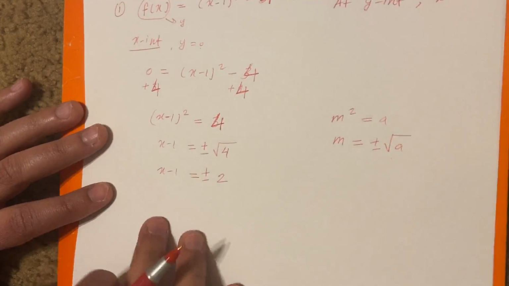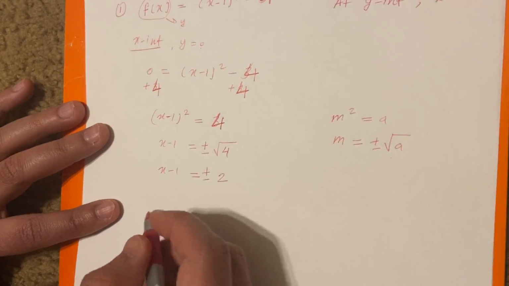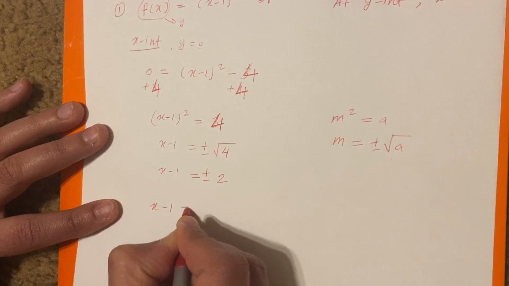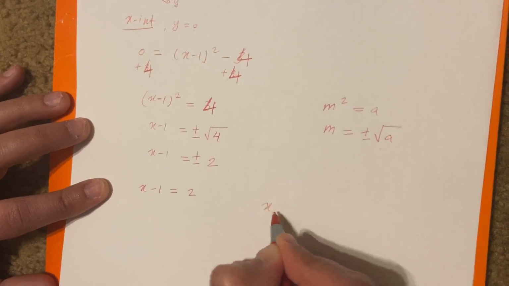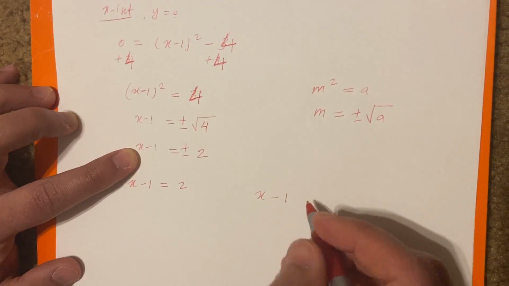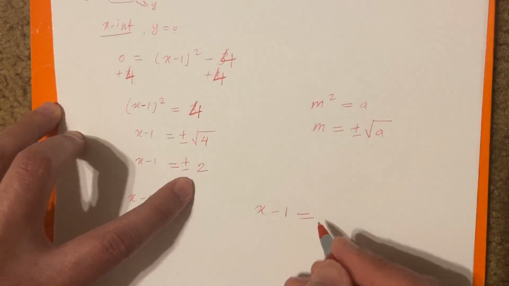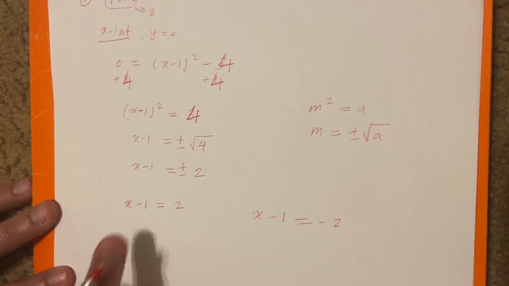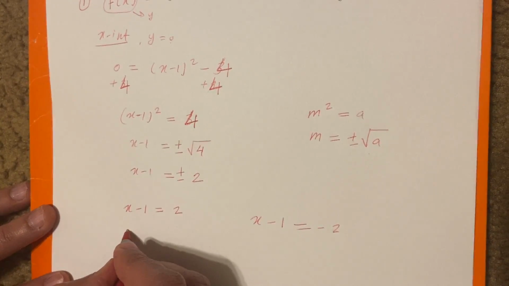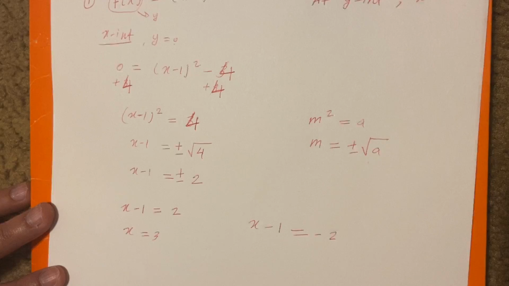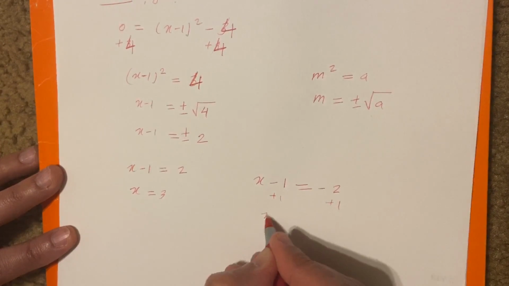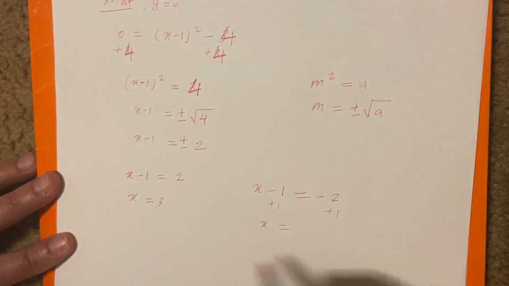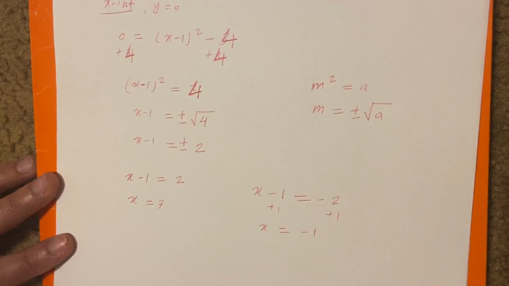After this, we are going to get two answers. One is x minus 1 is equal to positive 2. Another one is x minus 1 is equal to negative 2. So from here, we get x is equal to 3. From here, add 1 on both sides, so x is equal to negative 2 plus 1, which is negative 1.